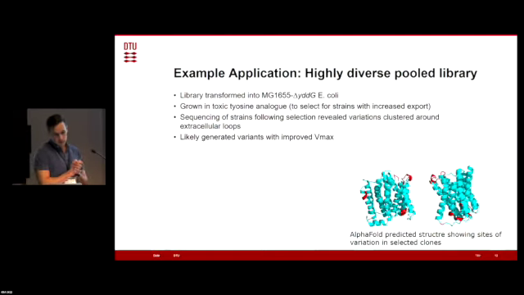So yeah, this was transformed into E. coli where we'd knocked out the YDDG, so it was lacking the native transporter. So this was going to be the main exporter. And then we did a selection growth in a toxic analog of tyrosine called tyrosol.